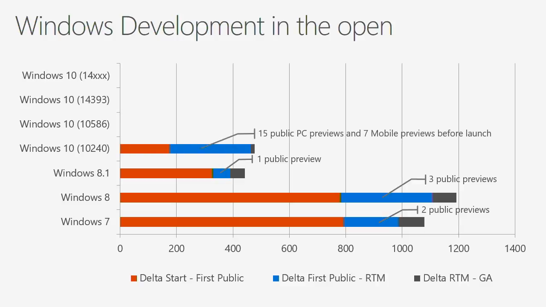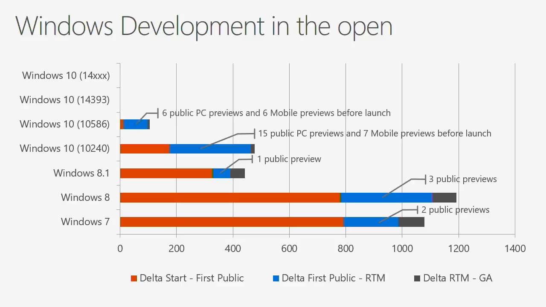So here in Windows 10, you can see the blue line. We still did code a little bit in the dark and behind closed doors as we were trying to spool up the system so that we could end up having a beta program in Windows development in the open. We had 15 public previews in that Windows 10 timeframe. And so we took a long time, 15 public previews for PC and 7 for mobile. And so we took a lot of really great feedback during that time.